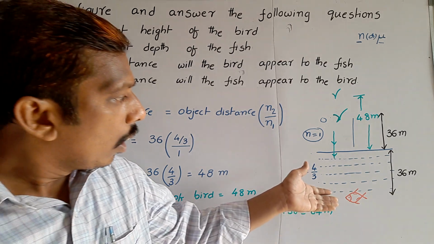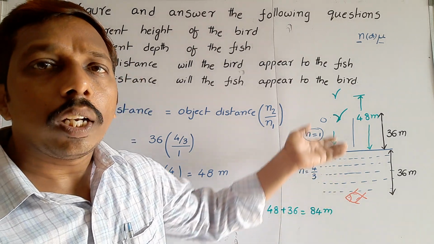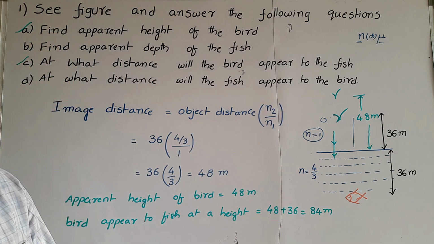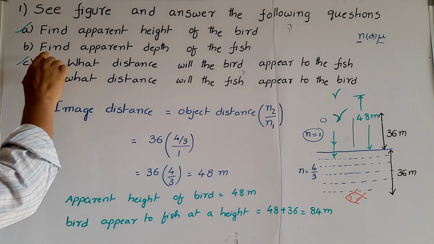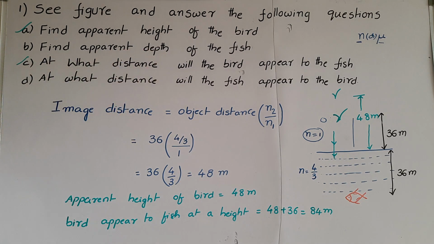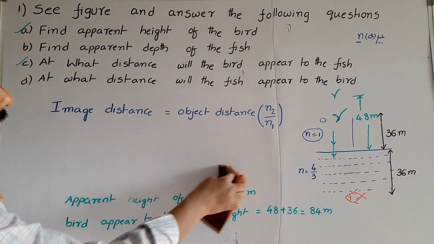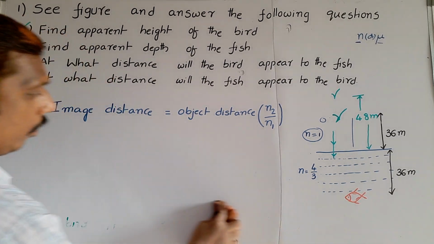Okay, clear? It is inside the water, it is in air, that's why it appears 84 meters. Next, we will discuss this point. Find the apparent depth of the fish. To calculate the apparent depth also, we should use the same formula.